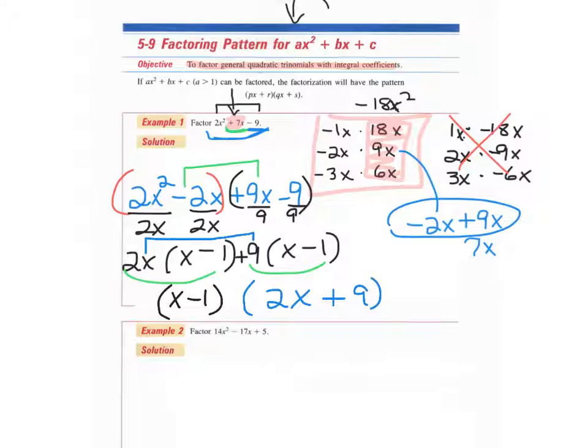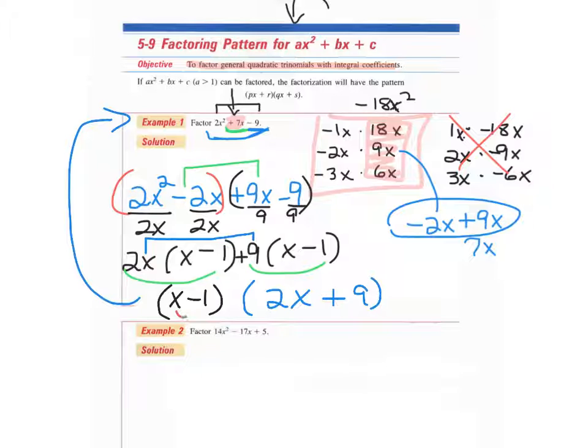At this point, you should FOIL this. If it does not go back to the beginning trinomial, you've messed up somewhere, whether you missed a sign or picked a wrong GCF. So let's FOIL this and double check that it does go back.